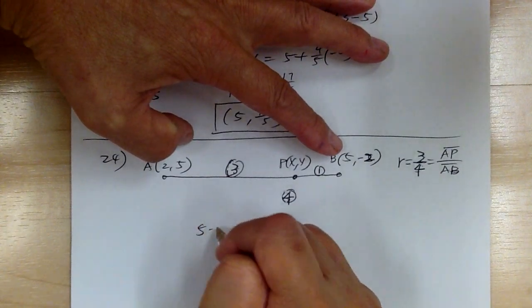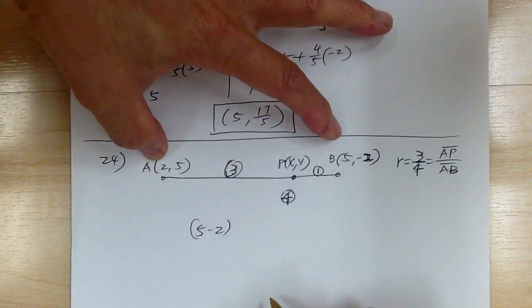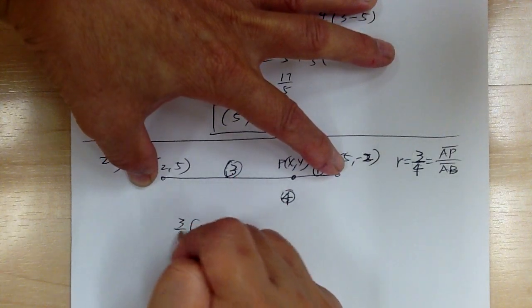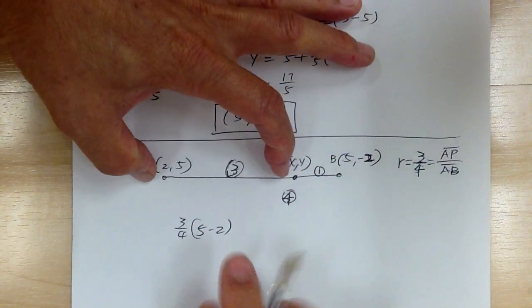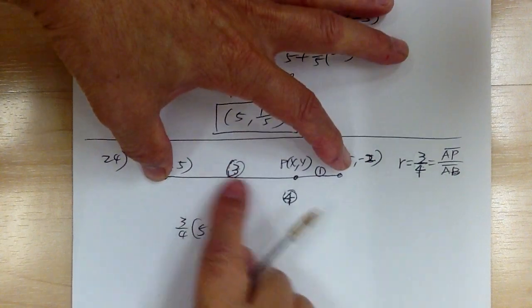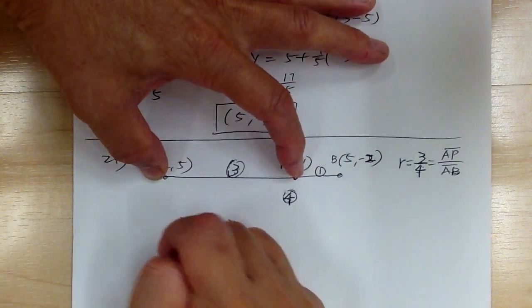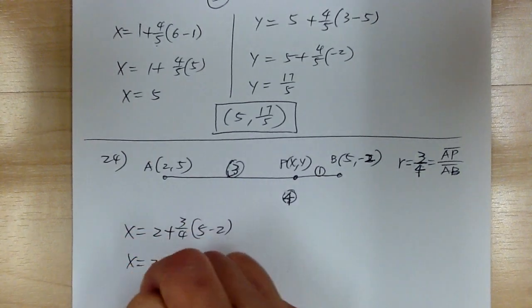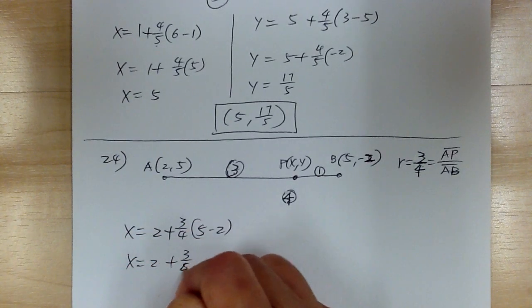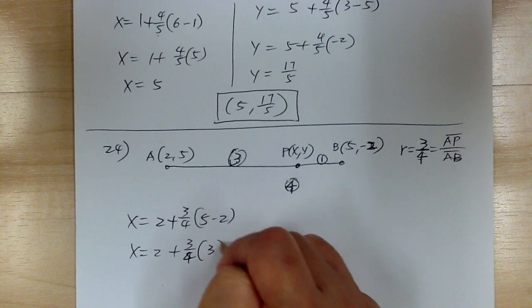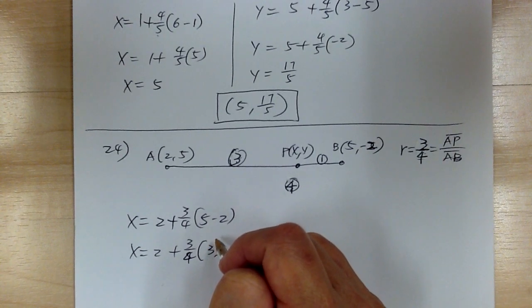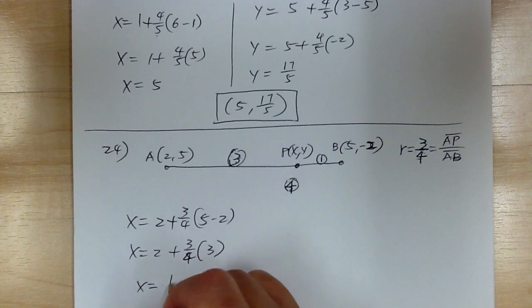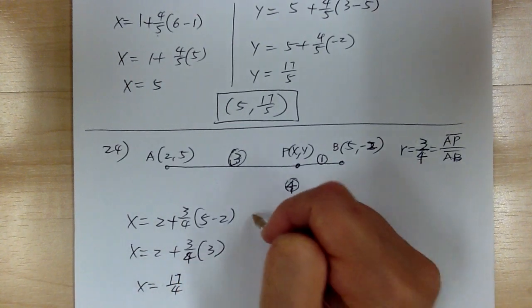So you got 5 minus 2, right? So that is this over here times by r. So times by 3 over 4 to get this. So again, 5 minus 2 is the whole thing, times by 3 over 4 to get that. Then you have to plus what you start out, right? So that's your x. So x equals 2 plus 3 over 4 times 3. Okay, so x equals 17 over 4.